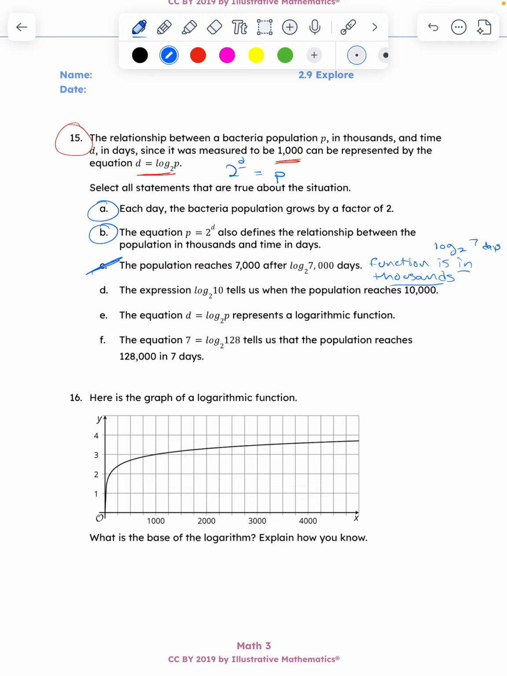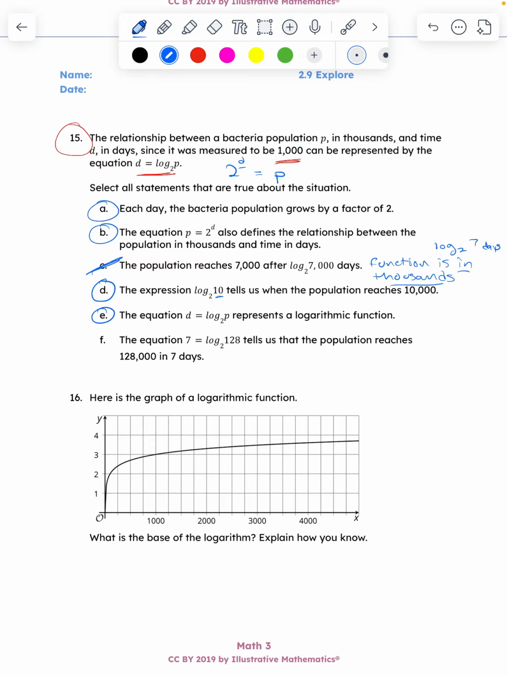Is d equals log base 2 of p a logarithmic function? It is. I also just did e out of order. So we're going back to d. Right? Does log base 2 of 10 tell us when the population reaches 10,000? Yes, because again, our populations are expressed in thousands here. So this 10 is 10,000 actual bacteria. Right? And last but not least, e.